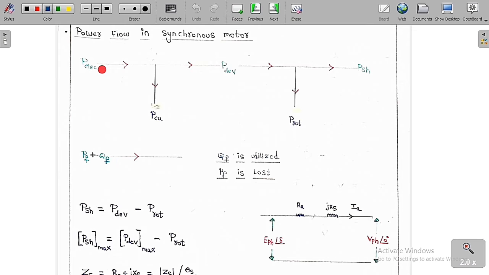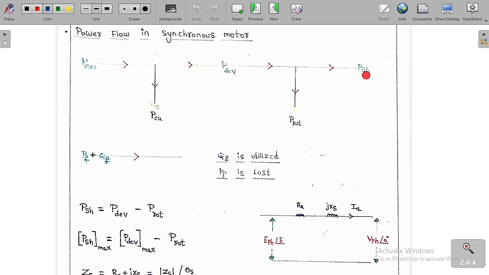So electrical power that you are going to give, there will be some copper losses, then you are going to get some mechanical power developed. Here there will be some rotational losses, and here you are going to get the shaft power. So now what is the shaft power? Shaft power is nothing but the mechanical power developed minus rotational losses.